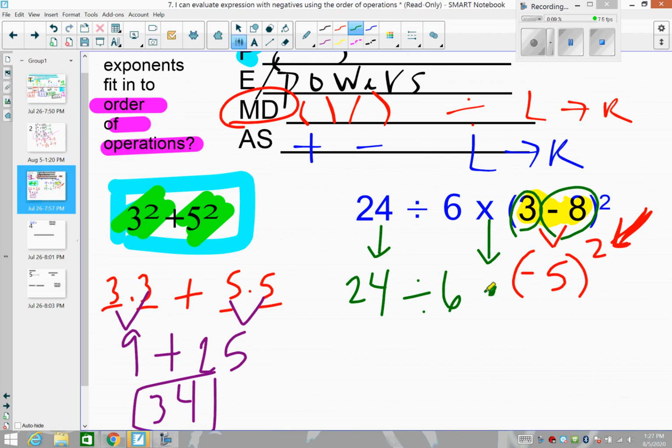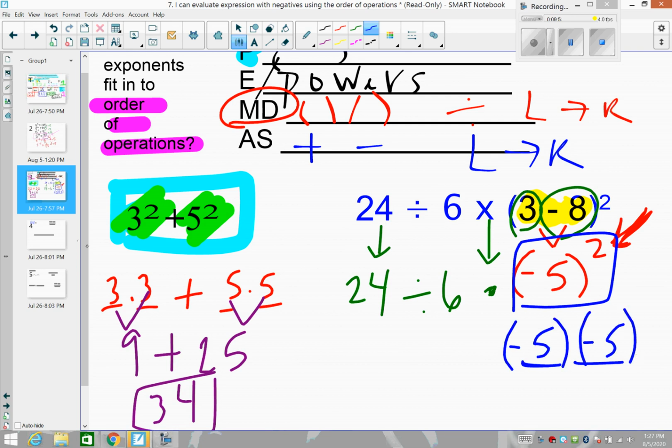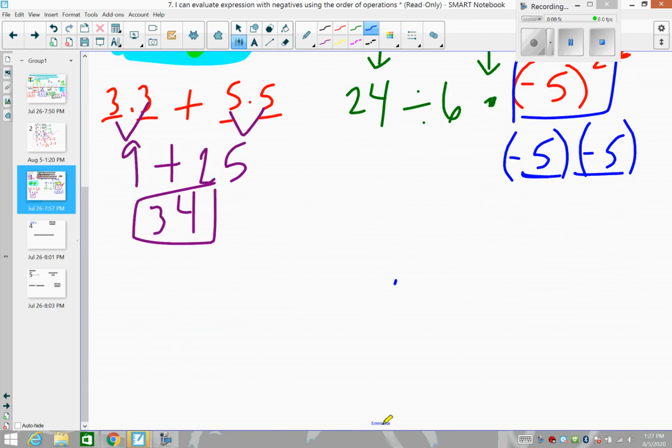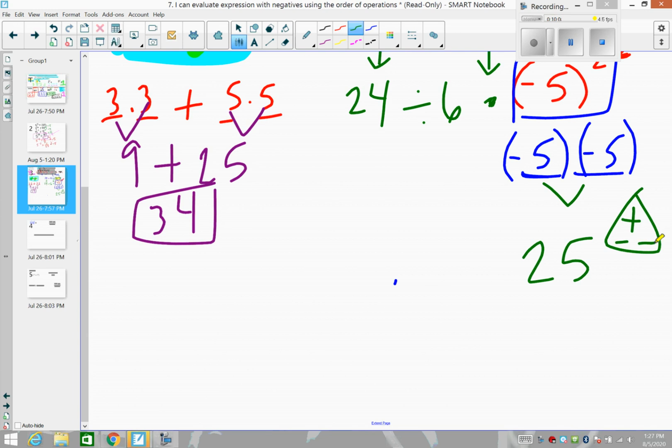So now, parentheses, dead. Exponents are next. So I'm going to expand this out. This really is saying that I need to multiply that 2 times. What am I multiplying? -5 times -5. So that's the only step I'm going to focus on right now: negative 5 times negative 5. So negative 5 times negative 5 is 25. Why? Because the triangle says that it is. So we have a negative 5 multiplied by a negative 5. Drag it down. Okay, good.